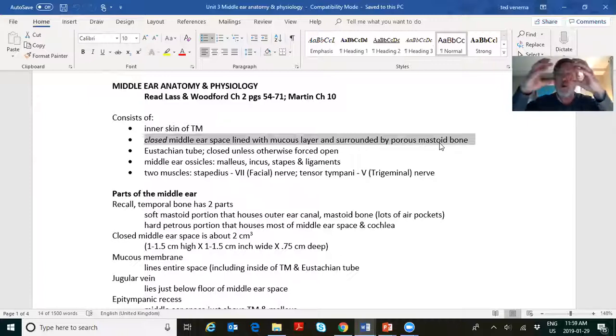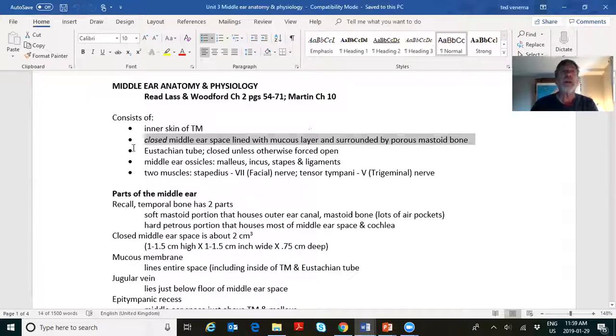The middle ear is kind of where the petrous portion of the temporal bone meets the mastoid portion of the temporal bone. So the mastoid soft porous portion covers the outer ear and part of the middle ear space. The petrous portion of the temporal bone covers part of the middle ear space and surrounds the cochlea.